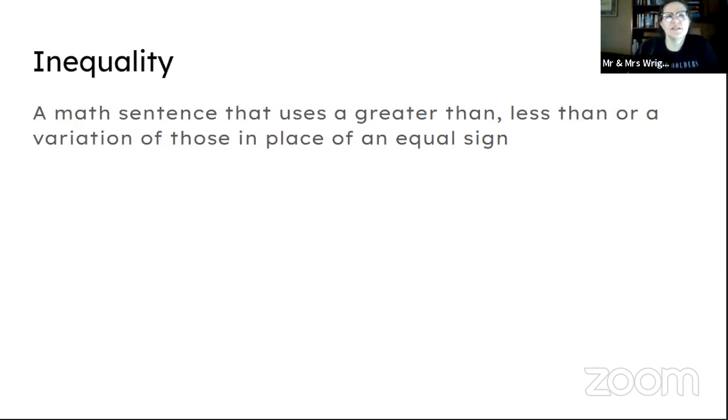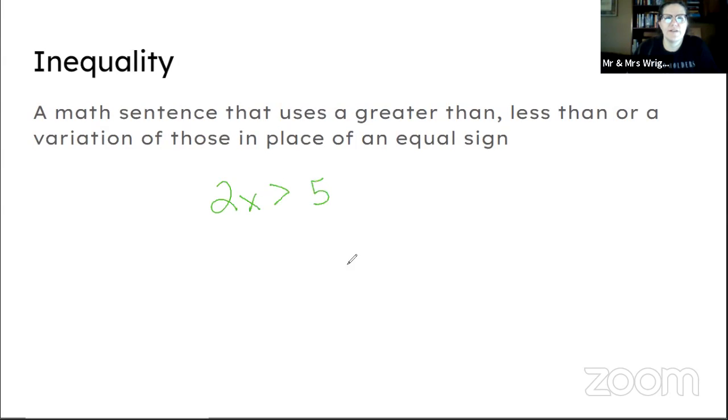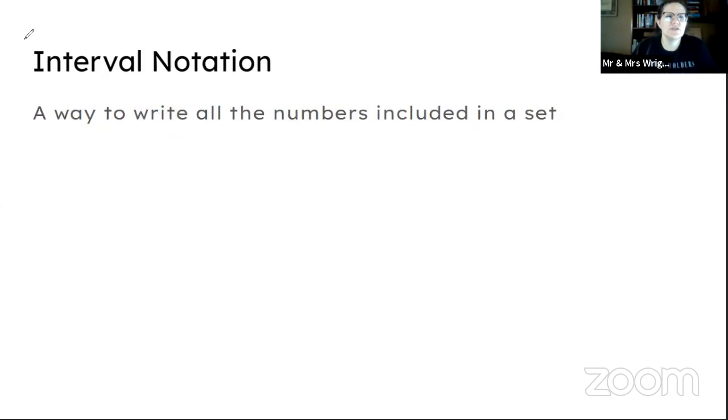Inequality. So that's going to be a math sentence that uses a greater than or less than, or a variation of those, such as greater than or equal to, less than or equal to, in place of an equal sign. So 2x is greater than 5, okay? 3y is less than or equal to 2y plus 7, okay? So these are called inequalities, and there's some special rules that you have when you solve inequalities instead of equations.